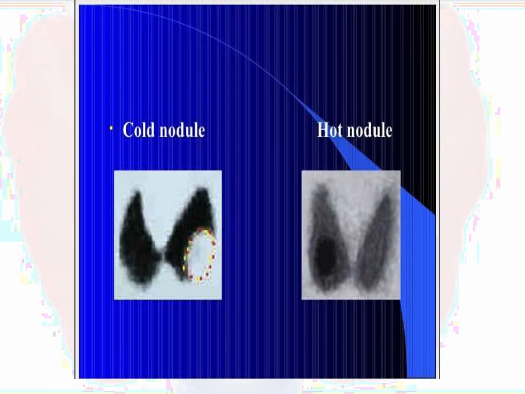Let's see, this is a cold nodule, not taking any dye. It's taking dye, this is not taking dye. Hot nodule, only one part is taking an excess amount of the dye. Radioactive iodine, sorry. Okay.